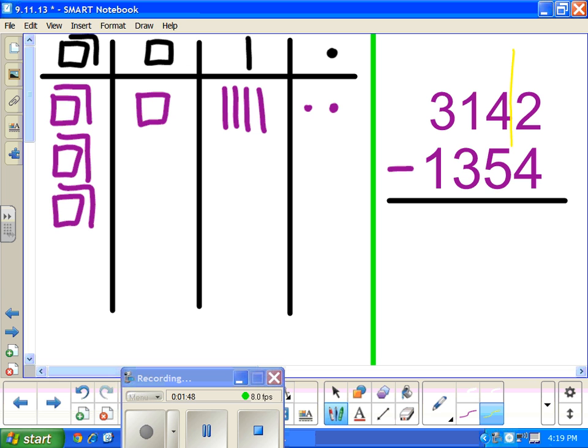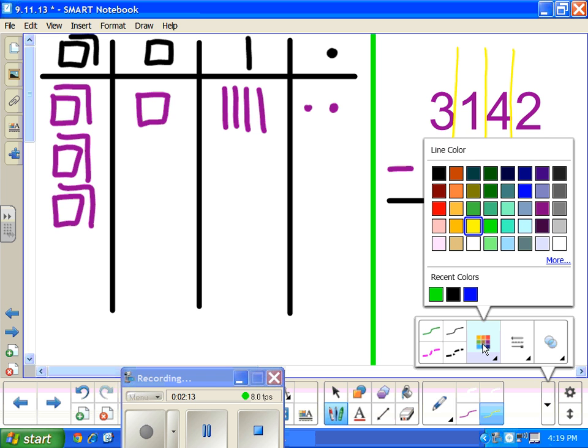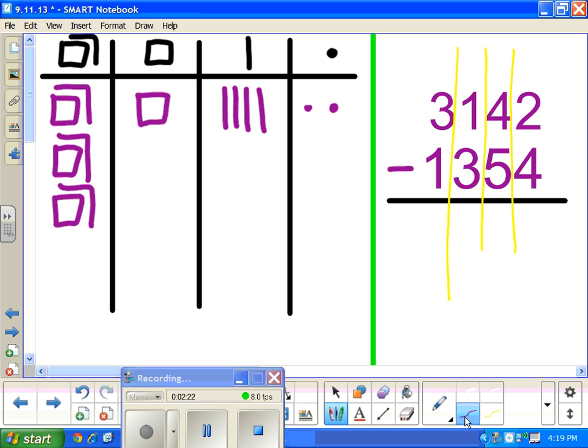And as you see, we have our ones with our ones, our tens with our tens, and our thousands with our thousands. This is very important. We want to add and subtract with the same place value. So, we're going to start with our ones.